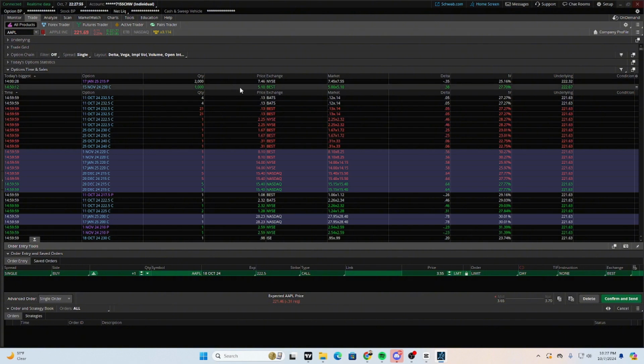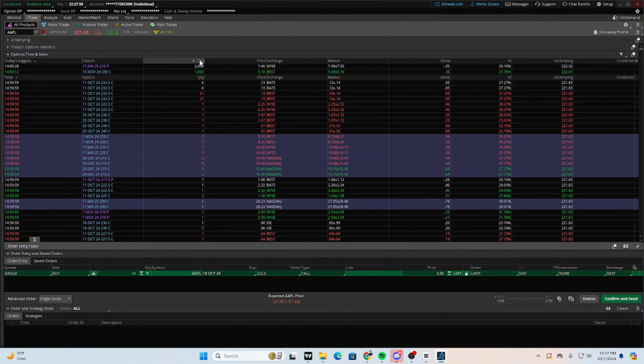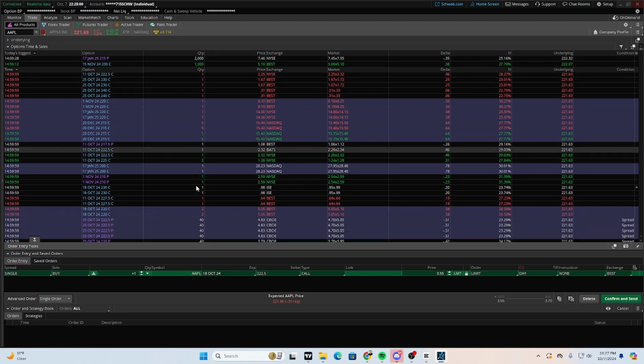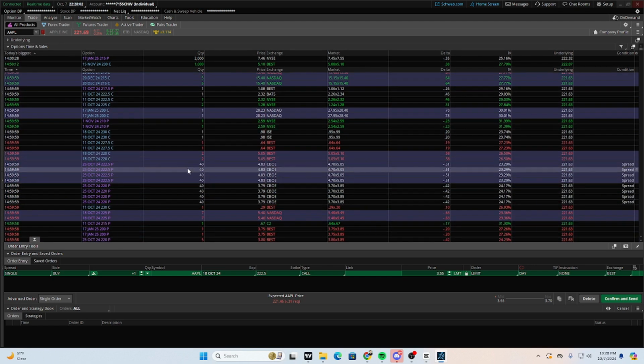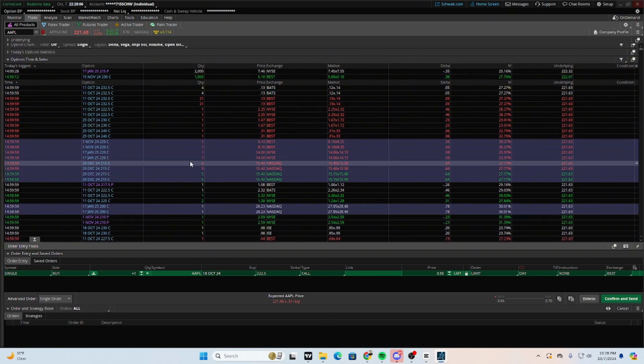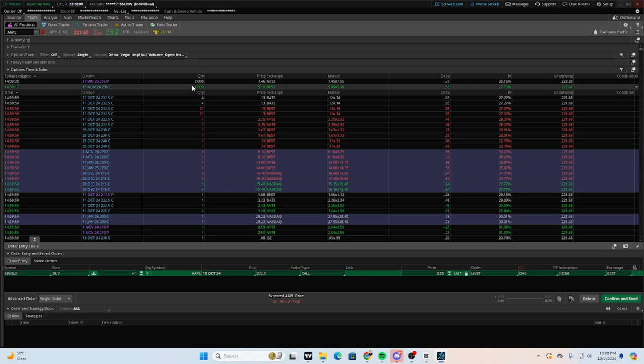Now, we can see here that lots of these, based on the quantity, are small retail trades. Even something like 40 contracts isn't really all that significant. What we want to really watch is block trades.